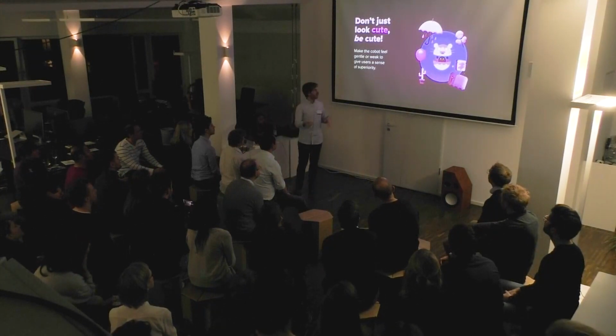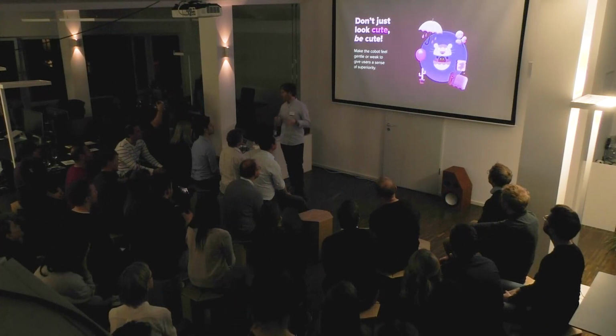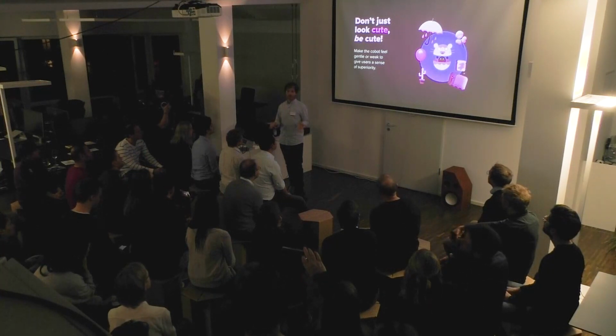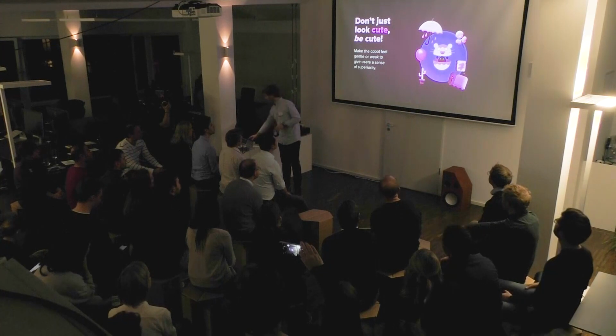So the summary of this first section would be: don't just look cute, be cute, and make the robot feel gentle or weak to give users a sense of superiority. I think the examples we just looked at cover different facets of that idea.